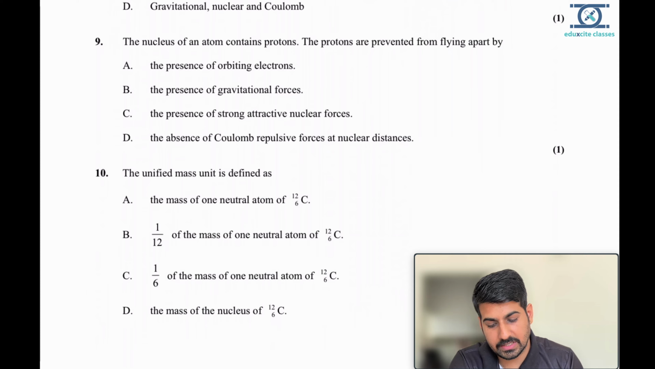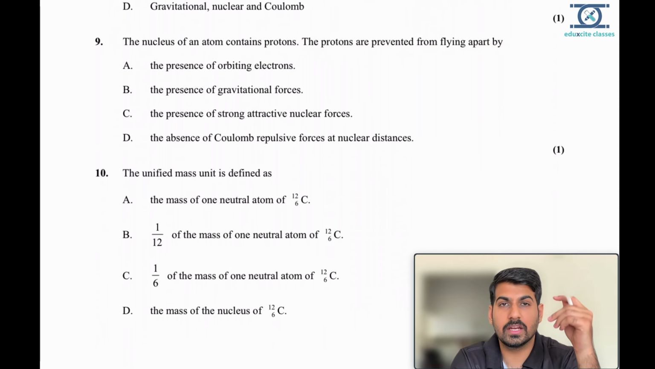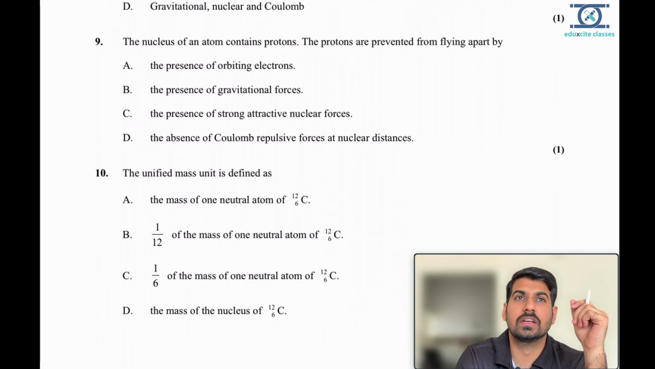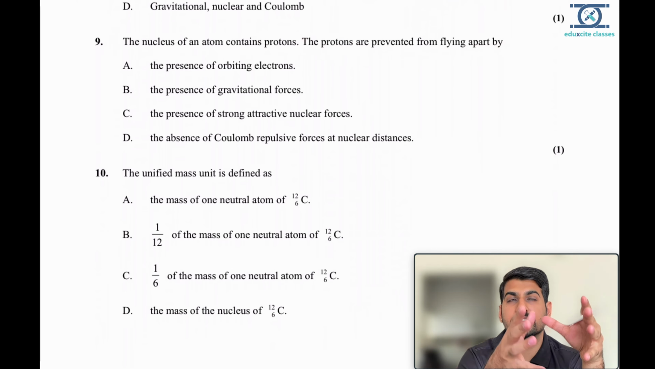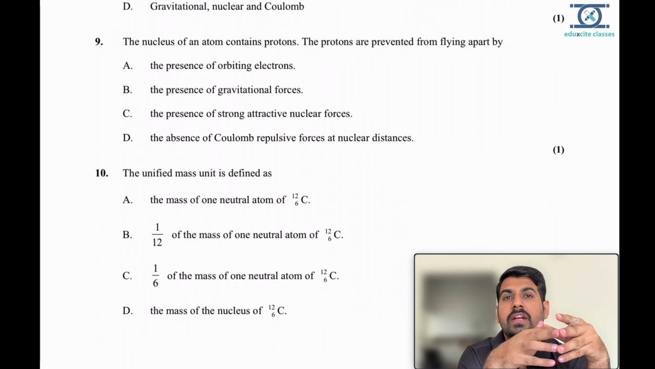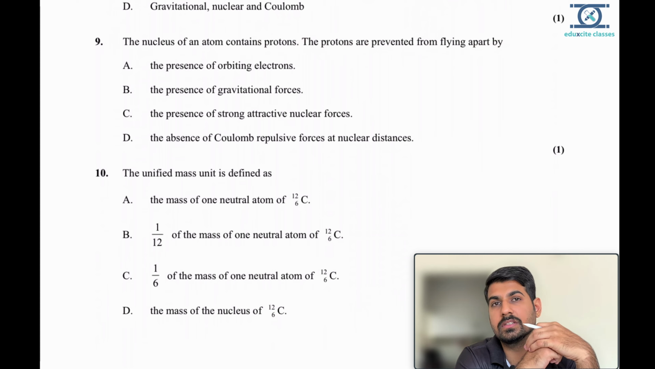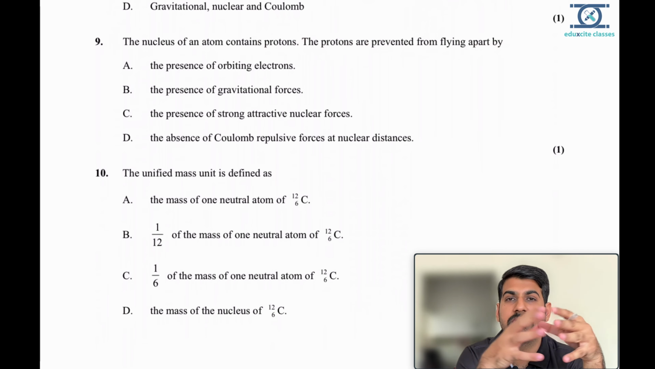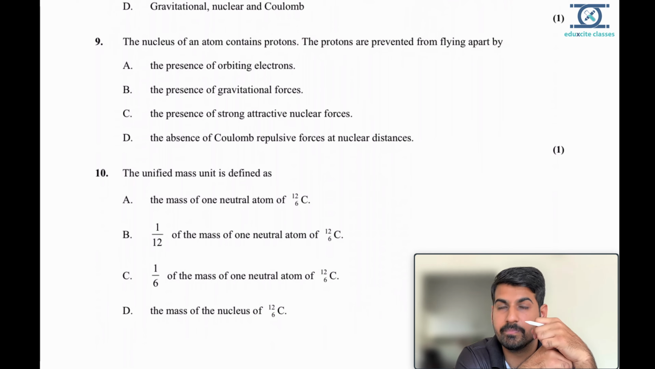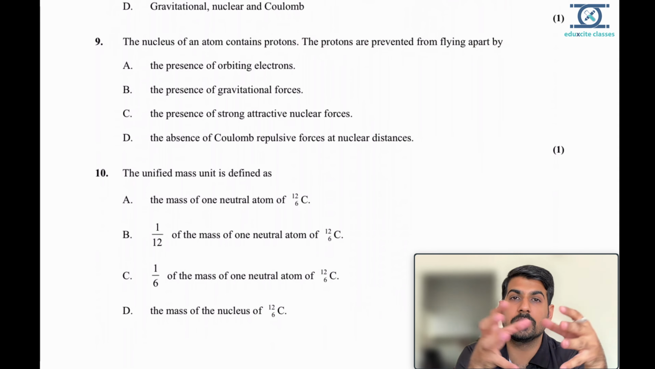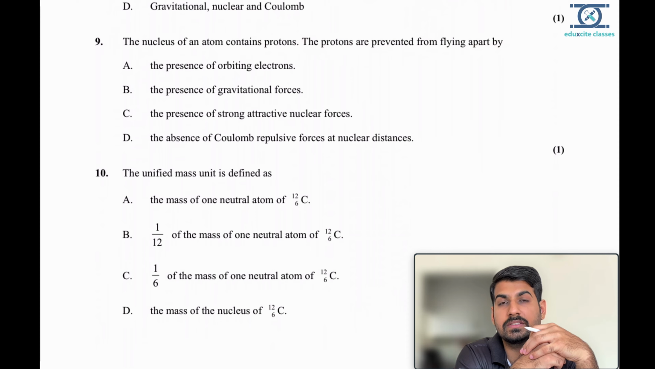Now question number 9, the nucleus of an atom contains protons. We know this. The protons are prevented from flying apart by... Now this is a very common question, guys. You should think that we studied in topic 5 that positive and positive charges repel each other. And now in this atomic structure of an atom, we say that all the positive charge is concentrated at the center. Now how is it possible that all the positive charge is there inside the nucleus?